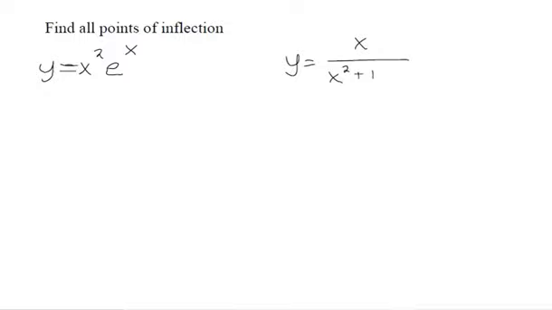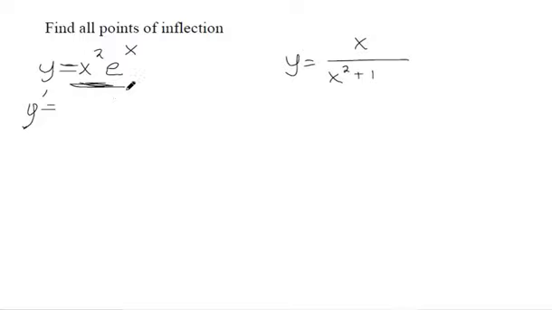Inflection points are where concavity changes from positive to negative or vice versa. And concavity is talking about the second derivative, whether it's positive or negative. So with both of these, we want to take a second derivative, find the second derivative.